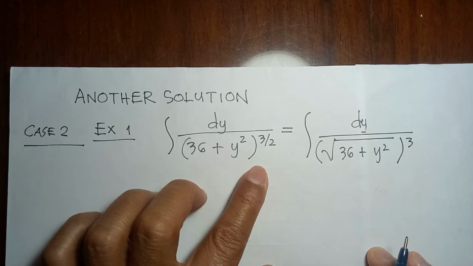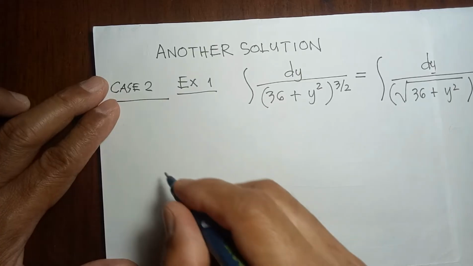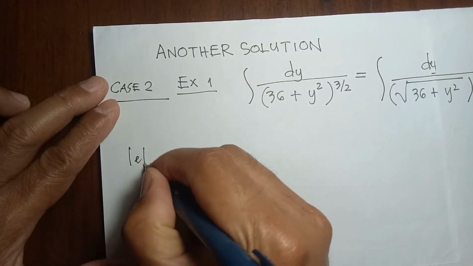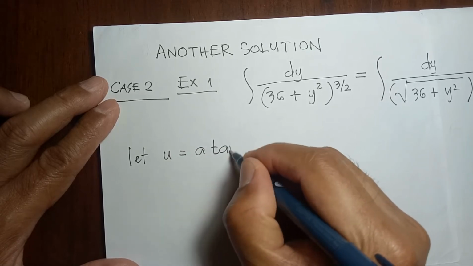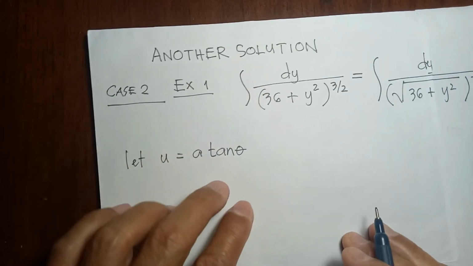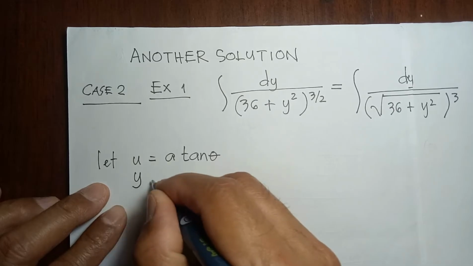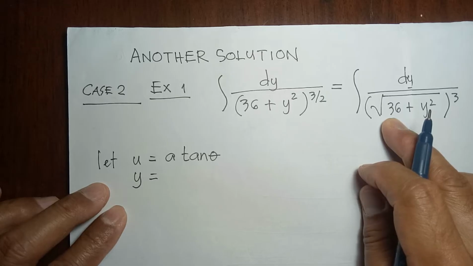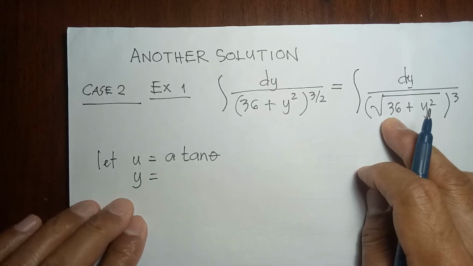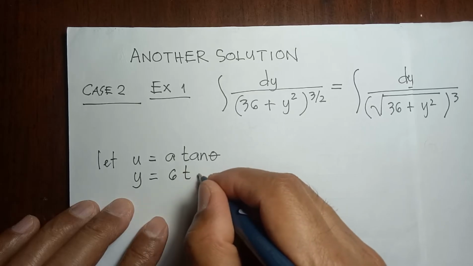So, ang ating substitution, u equals a tangent of theta. So, let u equal a tangent of theta. Okay, so yung u natin ay yung y. So, y equals a tangent of theta. Ang a natin ay 6 kasi yung 36 ay 6 squared. Nakita na natin yung kanina sa ating unang solusyon. So, 6 tangent of theta.